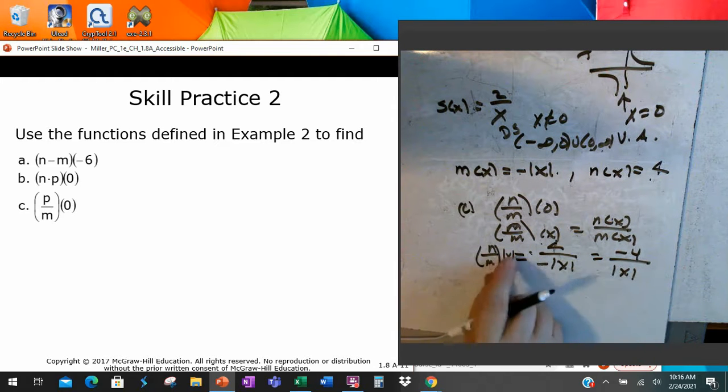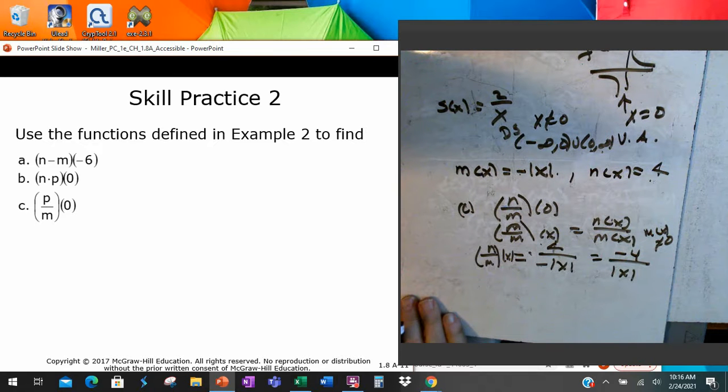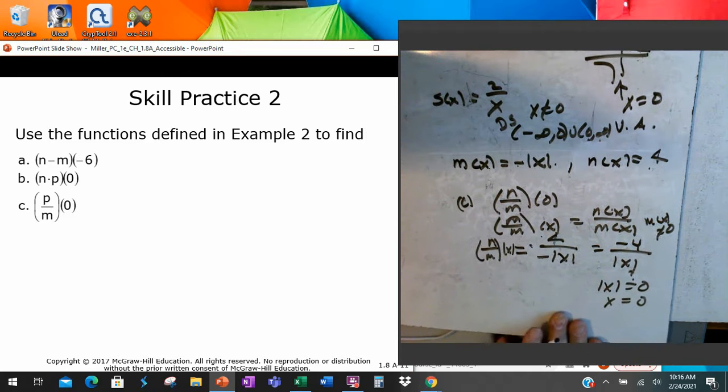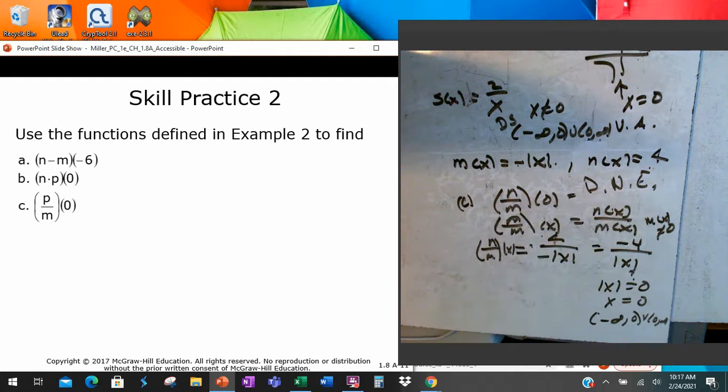Okay, so once I do this, though, if I'm forming this general function, I want to make sure the bottom piece is not equal to 0. So I want to exclude that domain. So where is the absolute value of x equal to 0? The only place is going to be when x is equal to 0. So my domain excludes 0: negative infinity to 0 union 0 to infinity. And now it says to evaluate at 0. Well, that's not even in the domain. Does not exist.